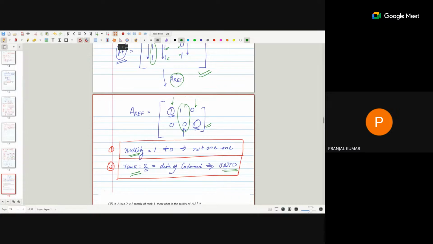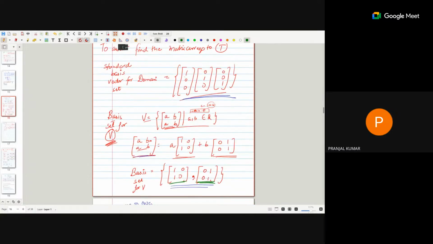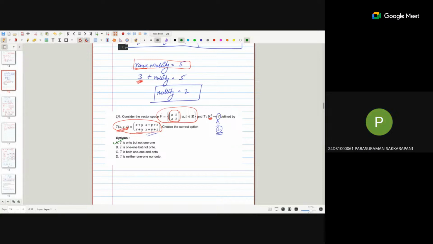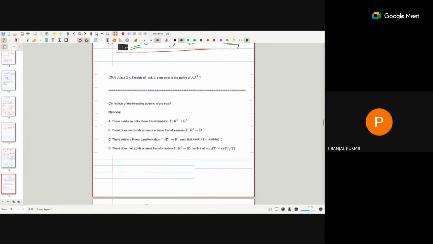Clear? Now, what was the dimension of the codomain? We found it here. We expressed this general element, so there were two such matrices. So 2 is the dimension of the codomain. Are you getting this? Yes, sir. Fine.